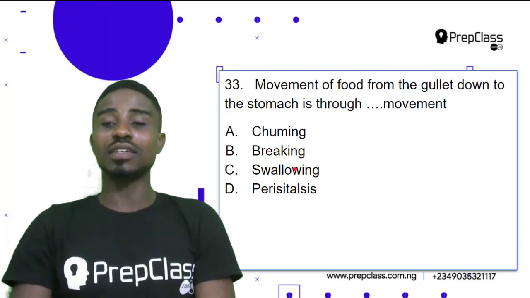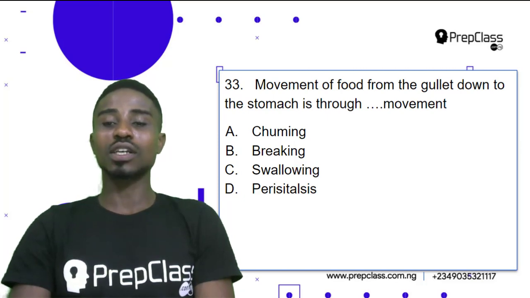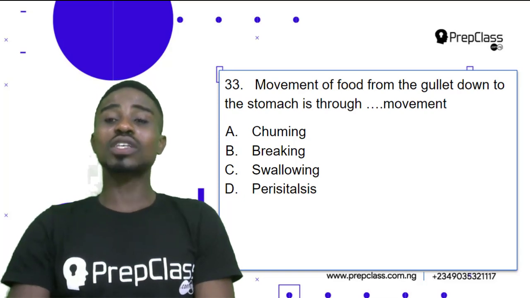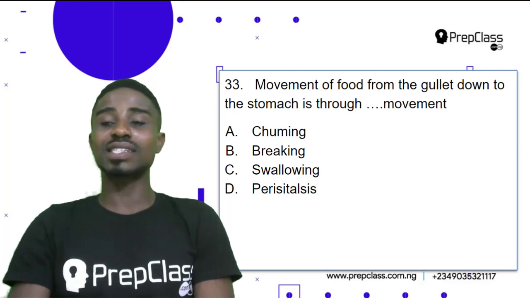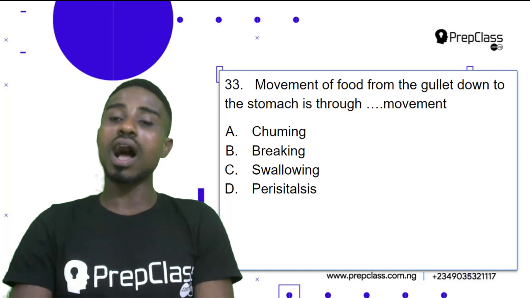Question 33. Movement of food from the gullet down to the stomach is through dash movement. A. Churning, B. Breaking, C. Swallowing, D. Peristalsis. For us to carefully select the correct answer, we need to analyze all of the options and see which one best answers our question.